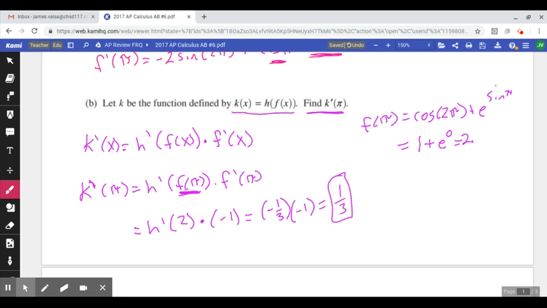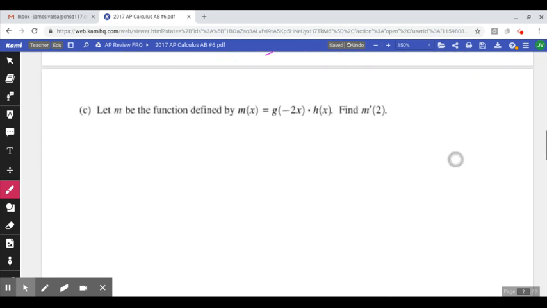You could stop at this section right here. That would be fine. It's not too bad, though, to multiply -1/3 by -1 to get 1/3. And you got 1 point for that answer, 1/3. Once again, 1 point for this guy right here, and then 1 point for your numerical answer here. And we'll move on to part C.